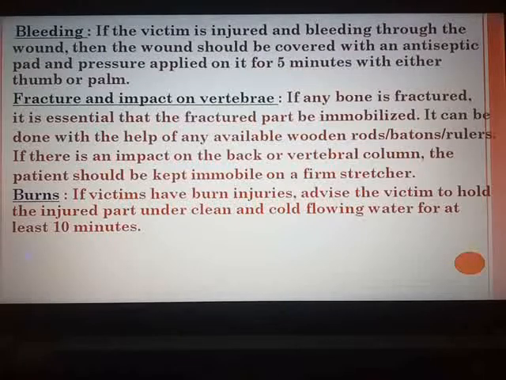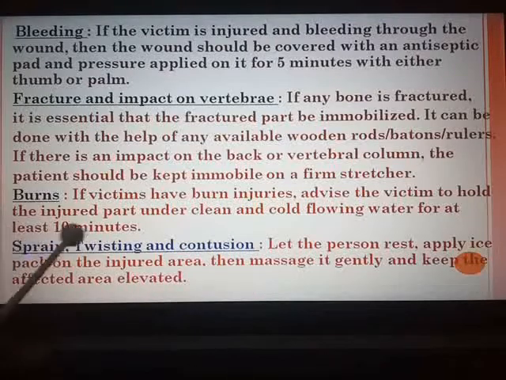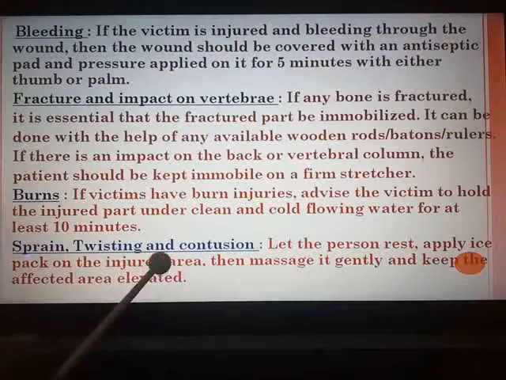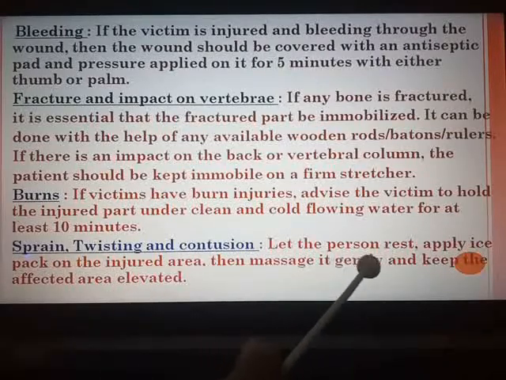Now if you turn your page, on page number 106, the very first block, yellow colored block, you have the RICE remedy. For which patients? For injuries like sprains, twisting, contusion. In case the injury is among these 3, then what treatment, what first aid you are going to give? In short, you have to write sprain, twisting and contusion. In these 3 cases, that RICE technique which is given in the yellow block, just shorten down. Let the person rest. Apply ice pack on the injured area, then massage it gently and keep the affected area elevated.